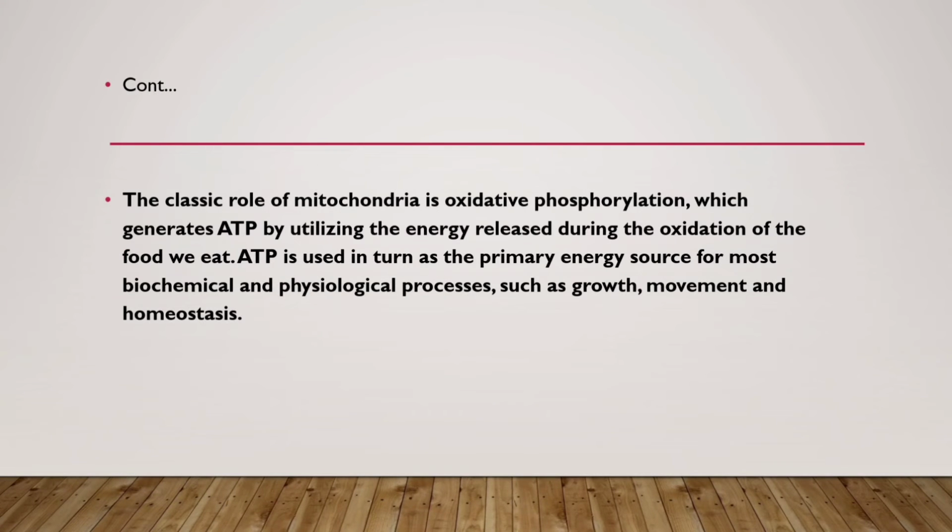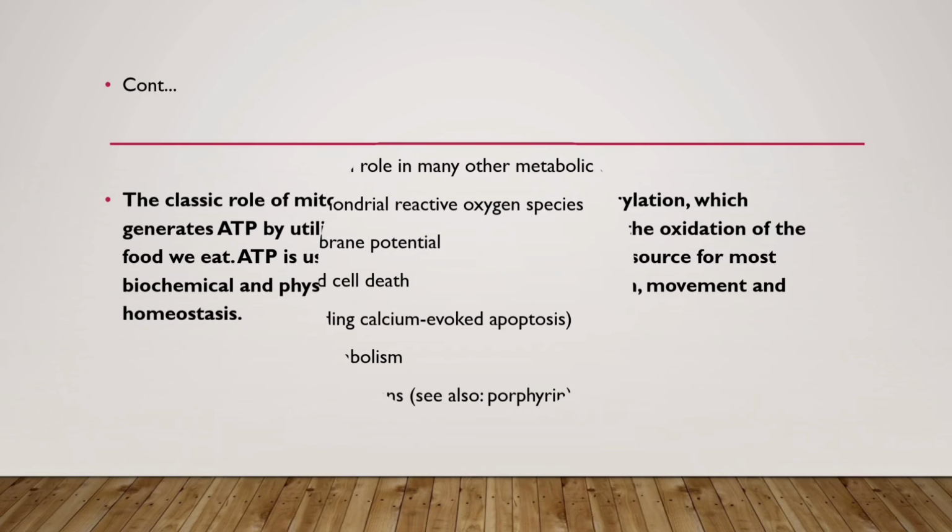And the classic role of mitochondria is oxidative phosphorylation, which generates ATP by utilizing the energy released during the oxidation of the food we eat. ATP is used as the primary energy source of most biochemical and physiological processes. In the mitochondrial matrix, ATP is produced and it is used for growth, movement, and homeostasis. Homeostasis is any self-regulating process by which an organism tends to maintain stability while adjusting to conditions that are best for its survival. That is homeostasis.